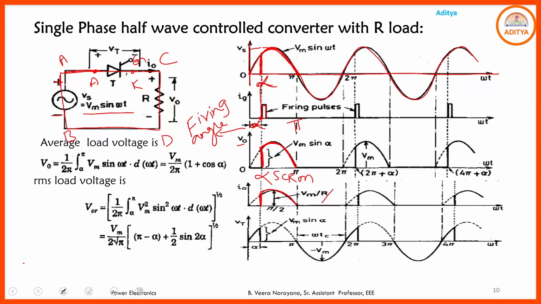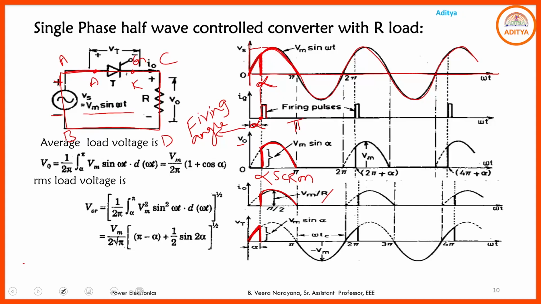And see here, from 0 to alpha, what is the state of the SCR? The SCR will be in the forward biasing mode. Forward biasing mode means off state. When the SCR is in the off state, the source voltage is available across the SCR. Hence this small portion from 0 to alpha is available across the SCR.